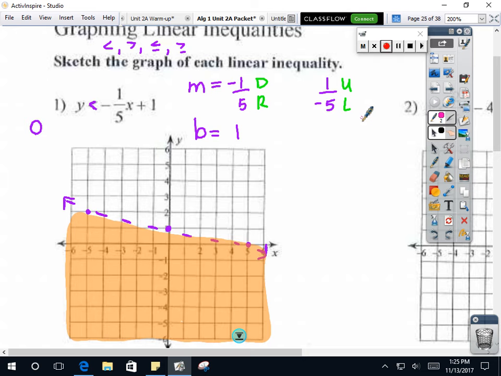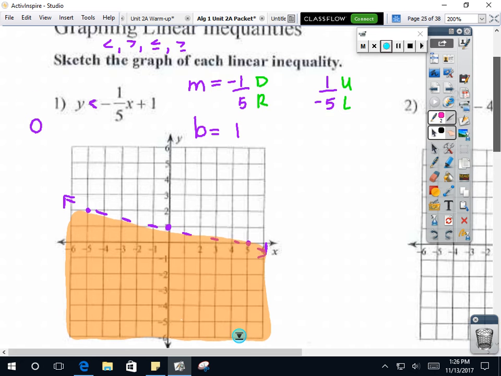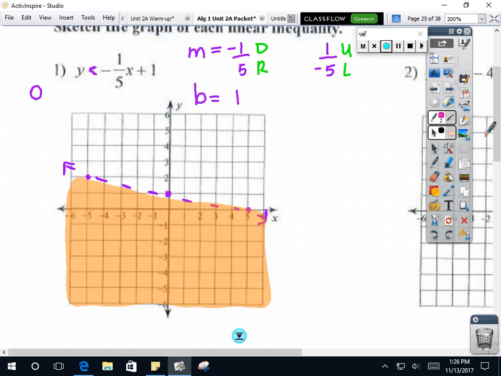Once you're finished shading, look up, and I'm going to show you something that I just want you to watch. And the shading doesn't have to be super neat, okay? Just scribble. All right. I want you to tell me a coordinate that falls in the shaded area. Any coordinate.